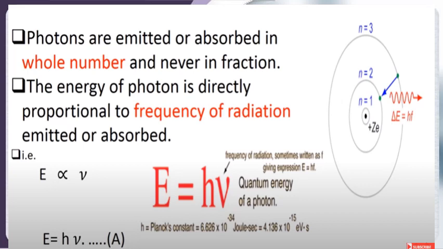Now, the energy of a photon is directly proportional to the frequency of radiation. This is the equation used: E is proportional to nu, that the energy of radiation is directly proportional to the frequency of radiation, right? So it can be given like this, E is equal to h nu, considering that h is the constant of proportionality. h is Planck's constant, and its value is given in different units. So this is the energy of a photon, given by h nu.